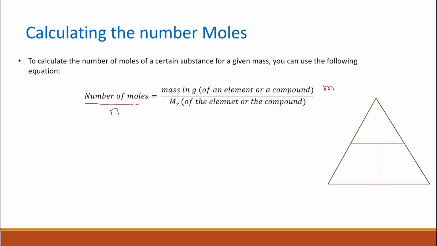When you look at this, you're going to have m and Mr. m here is the mass of the substance, whether it's an atom, an element or a compound. n is the number of moles, and Mr is the relative atomic mass, or relative formula mass if it's a compound.